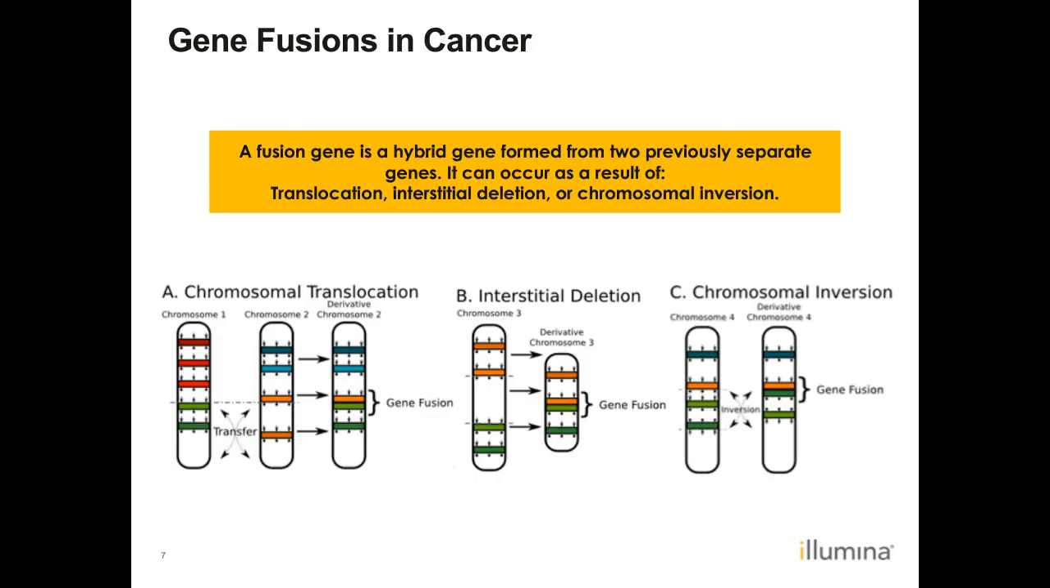So let's start with the definition. Fusion is a hybrid gene formed from previously separate genes. Fusions may originate through balanced and unbalanced chromosome rearrangements. Balanced changes include translocations and inversions, and unbalanced intrachromosomal deletions.